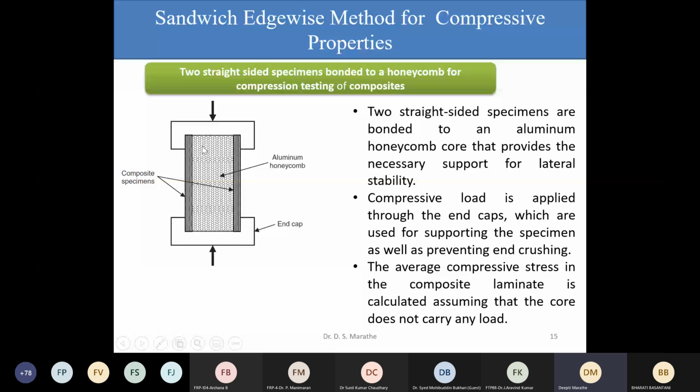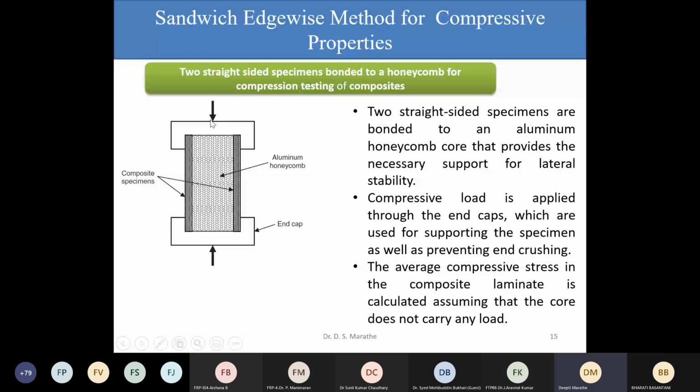On both the sides of this lightweight honeycomb, I have the end caps. Now what is the function of the honeycomb? The function of this honeycomb is to prevent any buckling that is going to take place in the sample. Why are the end caps added here? The end caps are added for supporting the specimen and preventing any crushing of the specimen that is going to take place. So what I have is two straight sided specimens, which are bonded to the honeycomb, end caps placed here, and the compressive load applied.